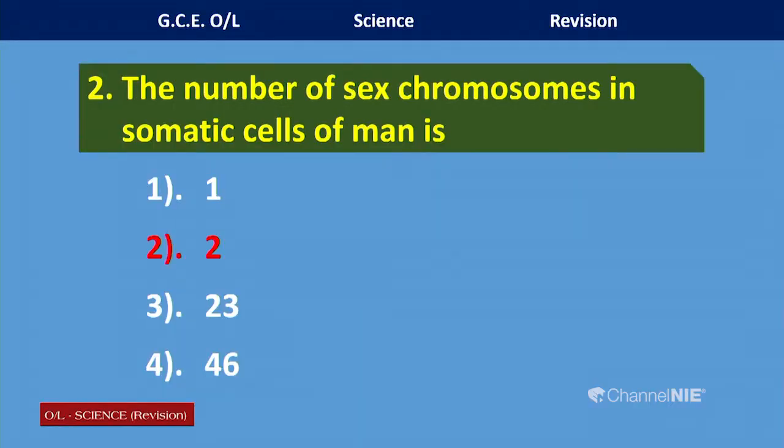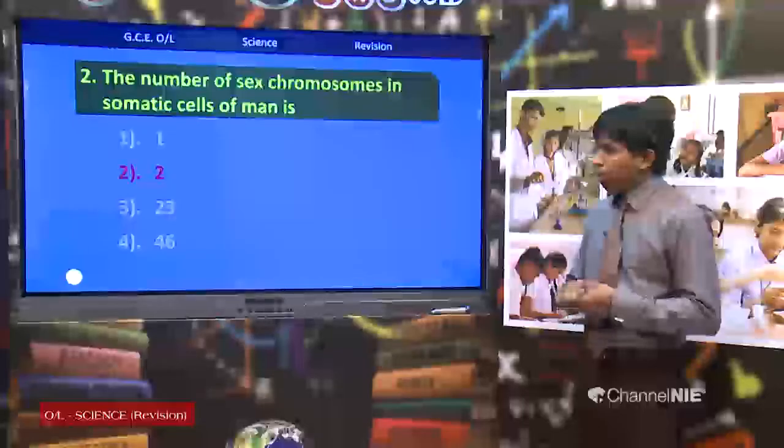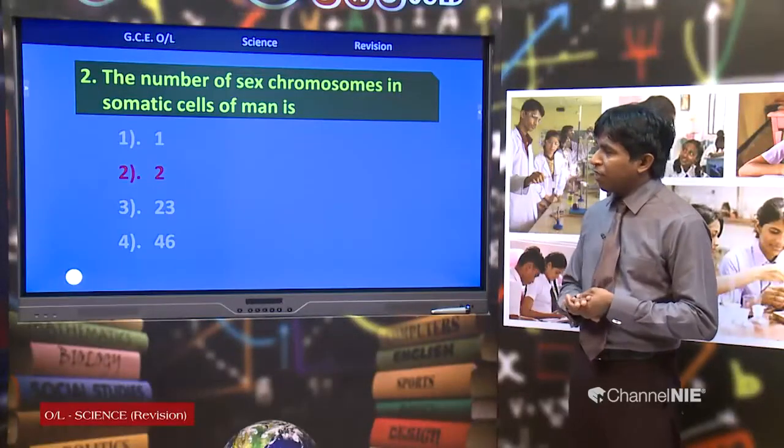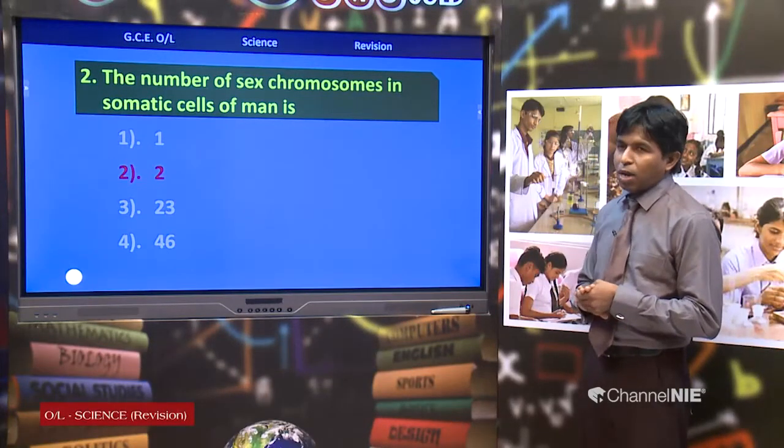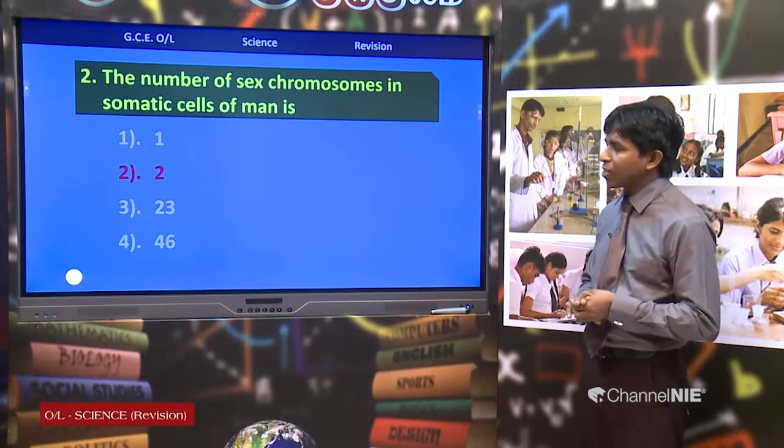Somatic cell contains how many sex chromosomes? 2 sex chromosomes. So, in males XY and in females XX. But if it is a gamete cell, then the answer would be the first one. Gamete cell contains only 1 sex chromosome.